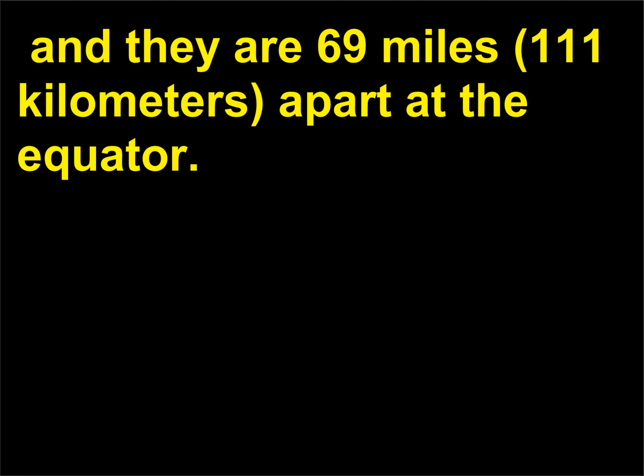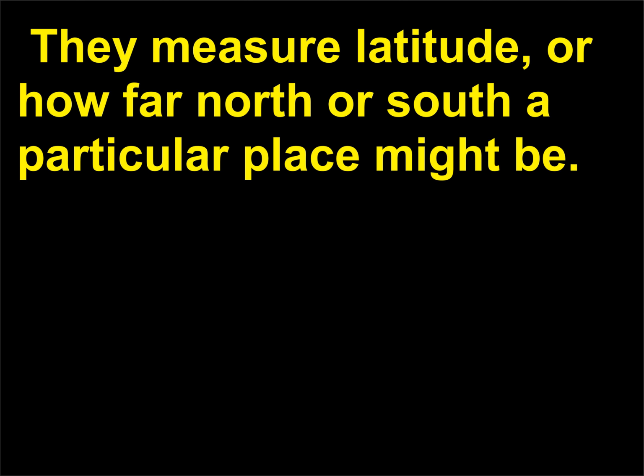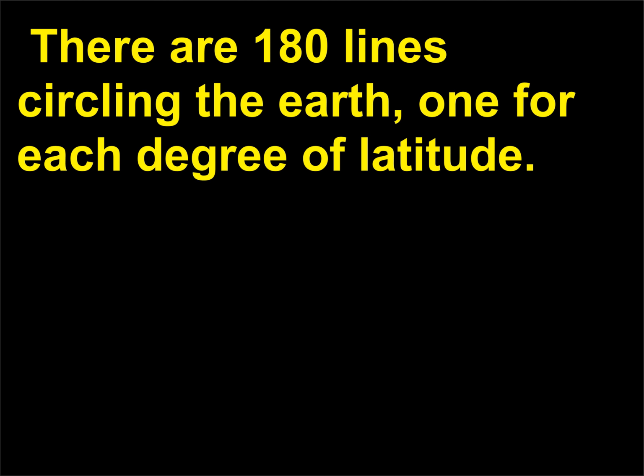And they are 69 miles, 111 kilometers, apart at the equator. The east-west lines are called parallels and, unlike meridians, are all parallel to each other. They measure latitude, or how far north or south a particular place might be. There are 180 lines circling the Earth, one for each degree of latitude.